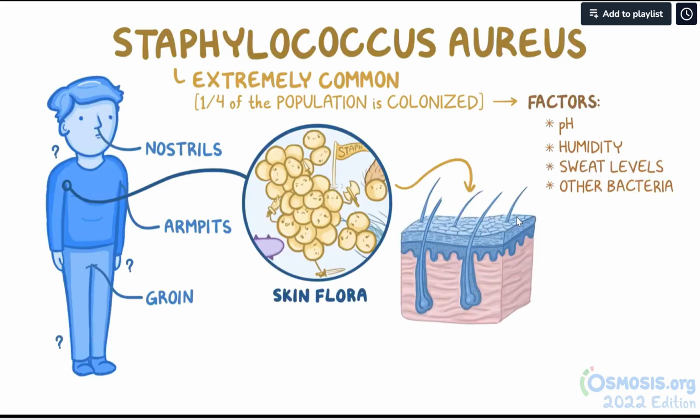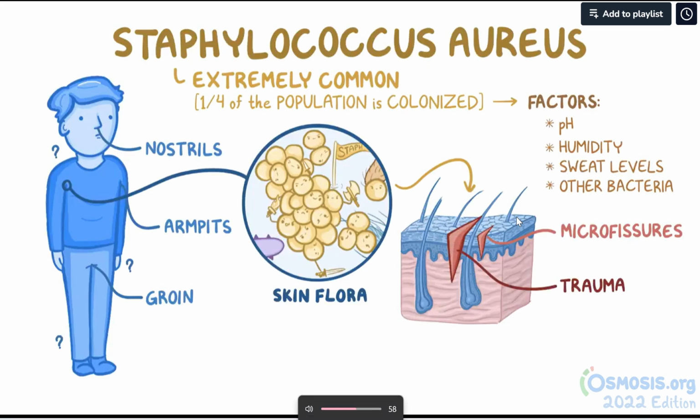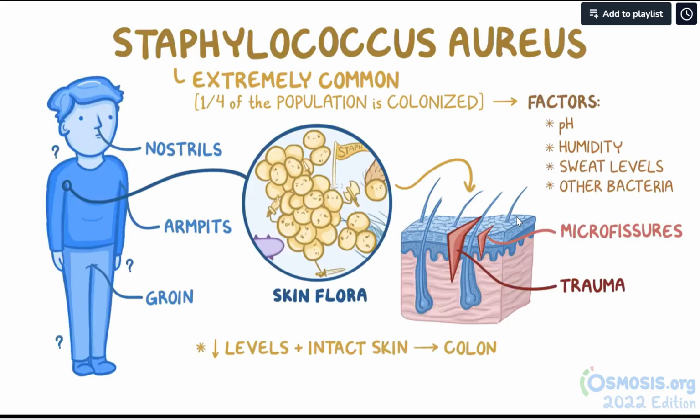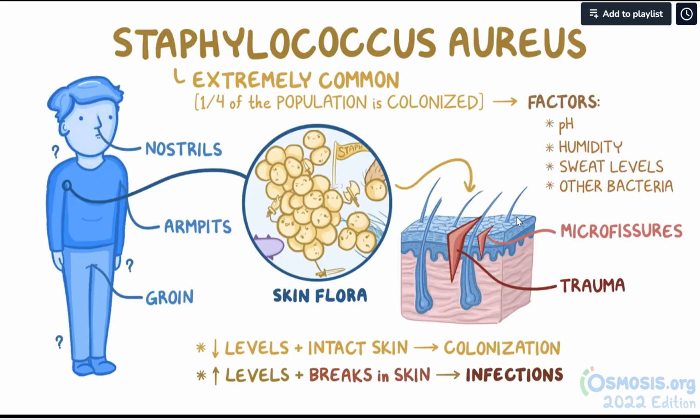If more and more Staph aureus is around on the skin, it starts to penetrate through tiny microfissures in the skin, like you get with eczema, as well as larger breaks in the skin like you might get after shaving. In fact, it's particularly troublesome in terms of causing wound infections, where there's a large break in the skin either from trauma or after a surgery. So low levels of Staph aureus with intact skin leads to colonization, whereas high levels of Staph aureus with breaks in the skin leads to infections.